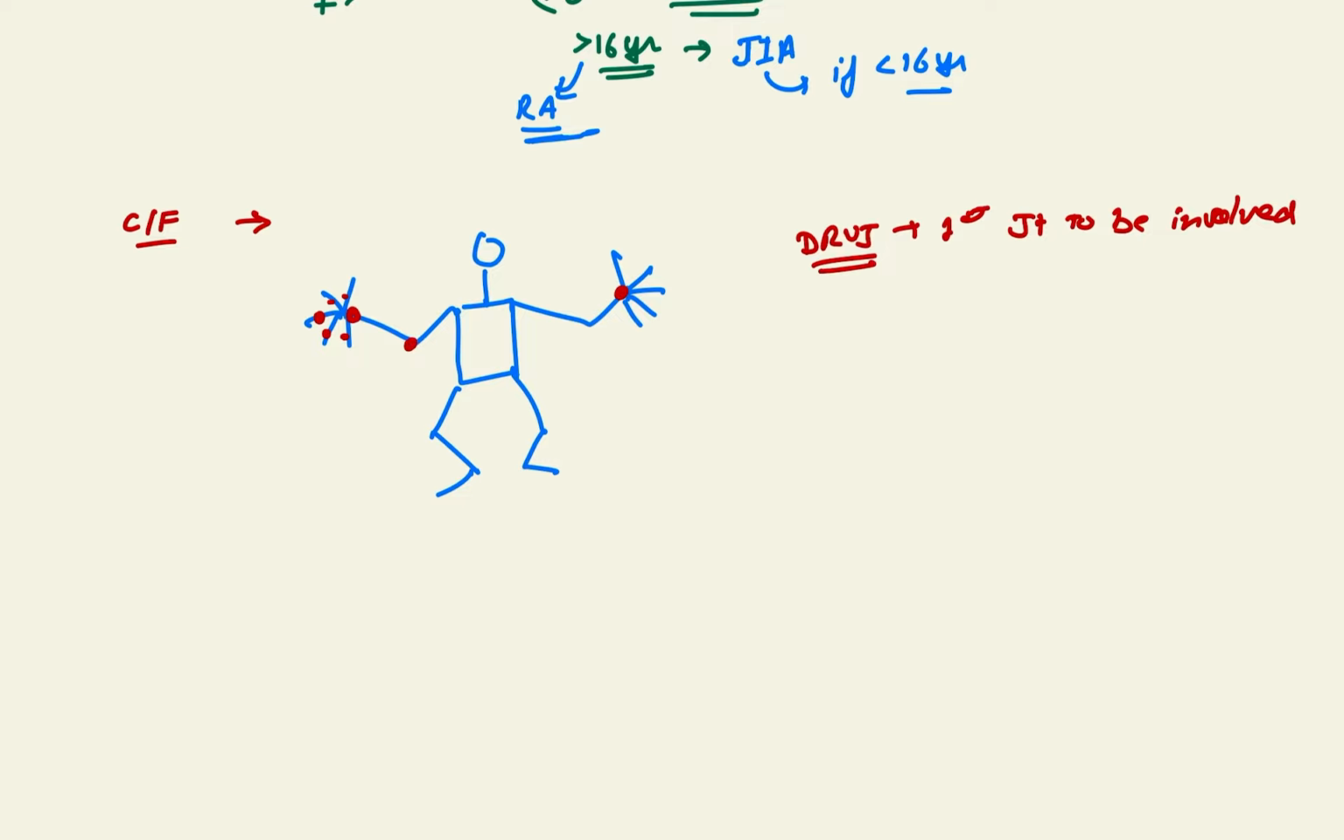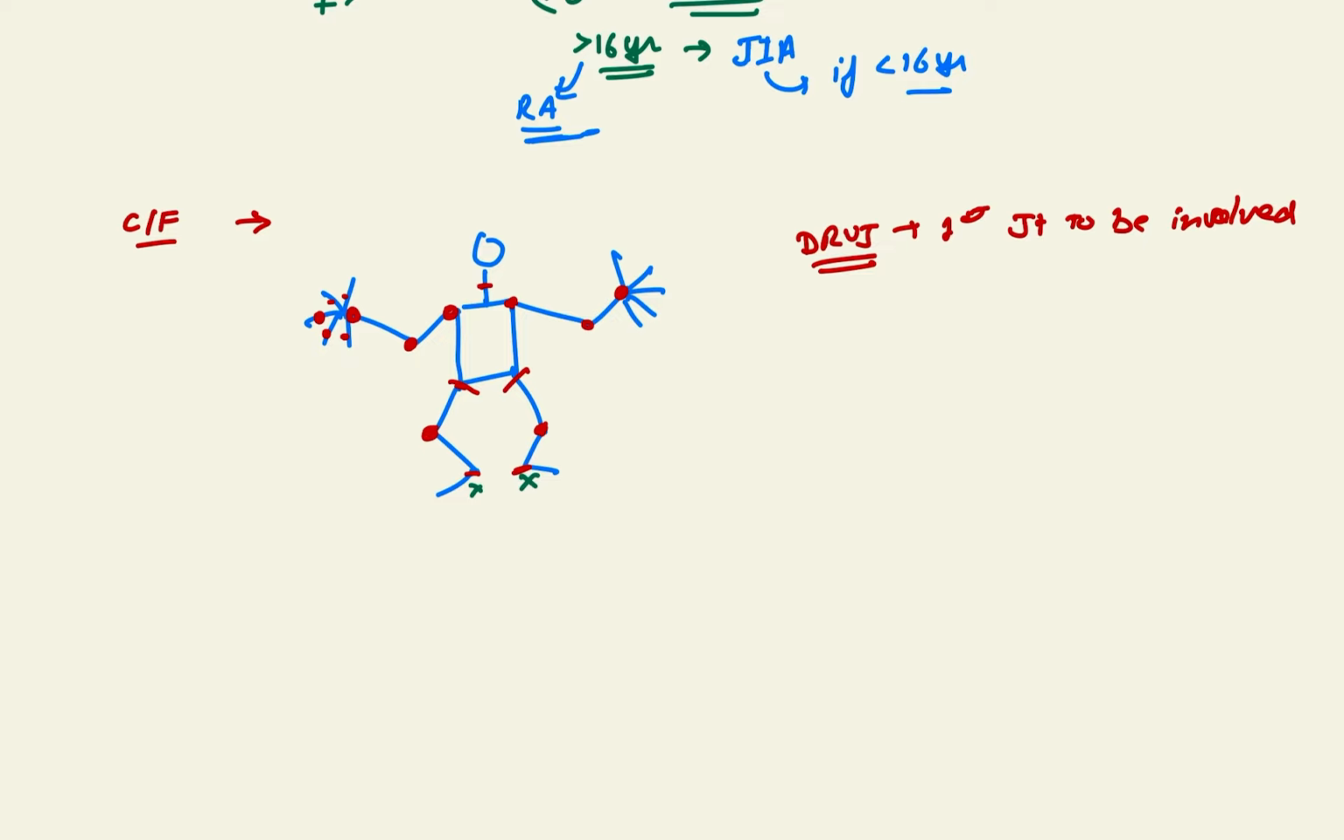It can also involve the elbows, the shoulder joint, and the knee joints are typically involved. Sometimes the cervical spine and the hip can be involved to a minor extent, but these are the main joints. The joints of the foot can also be involved, but nowadays these are not taken into the diagnostic criteria. Right. So this is primarily affected.